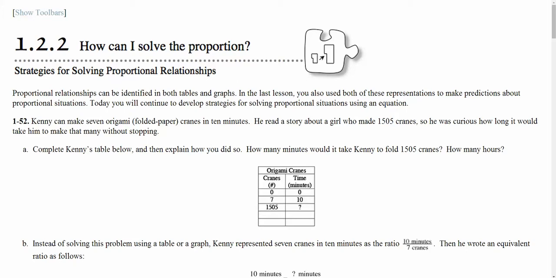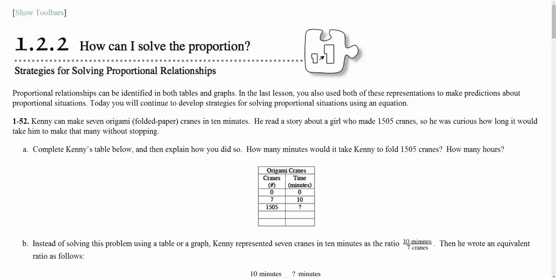Yesterday's proportions weren't that bad. We had things like how many plates that girl could do in 10 minutes, which was like 17 over 10. Pretty straightforward. And today's problem with Kenny starts out relatively simple. Kenny can do 7 origami cranes in 10 minutes. Good for Kenny. But then he goes and he reads a story about a girl that can make 1,505 cranes, and he wants to know how long it would take him to do that.